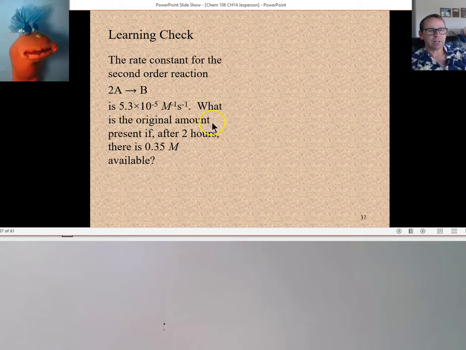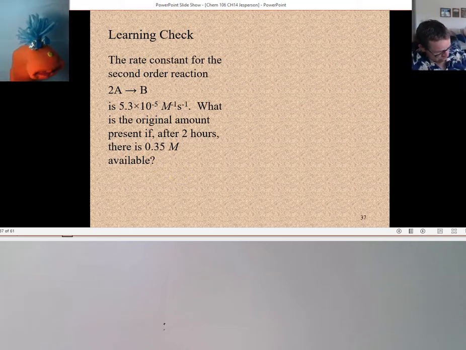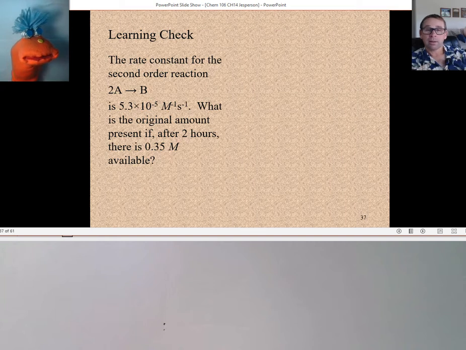The rate constant for the second order reaction, we're told it's a second order reaction, is given here. That's the k. What is the original amount present if after 2 hours this is the amount that's available? Well, what's the equation for the second order integrated rate law? I didn't write it down fast enough. You can look it up on Google, right?